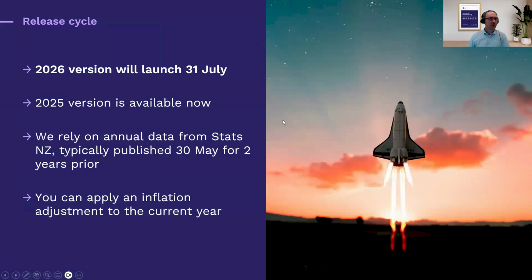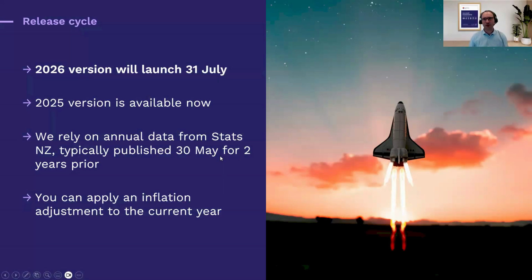In terms of when we release things, we aim for a release every year on the 31st of July. I know that timing kind of sucks for a lot of you because reporting season is often now. The reason for that is that we're relying on data from Statistics New Zealand, which is typically published on the 30th of May. And it takes us a while to do the transformations that we need to do and to get that audited each year. So we say 2 months from effectively the end of May is our release cycle.